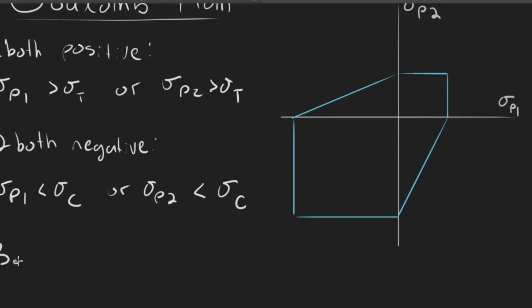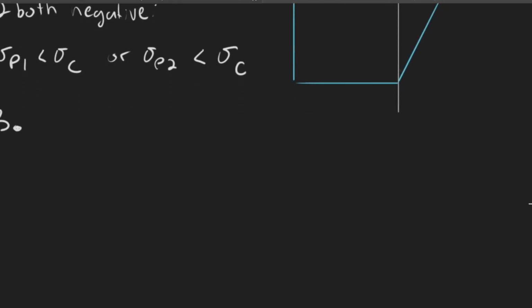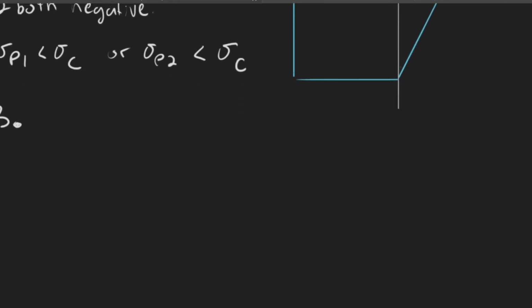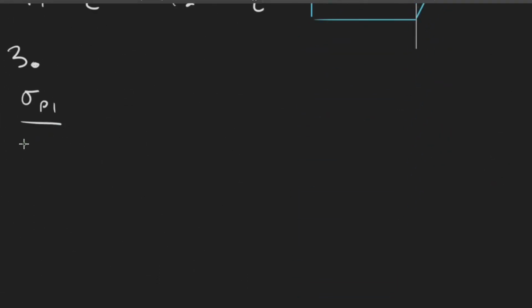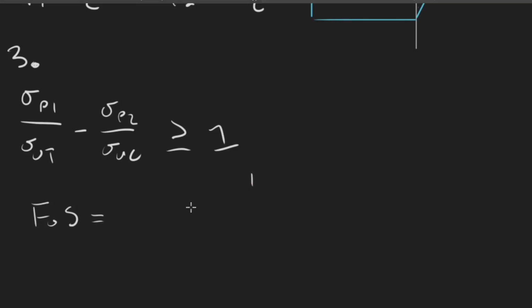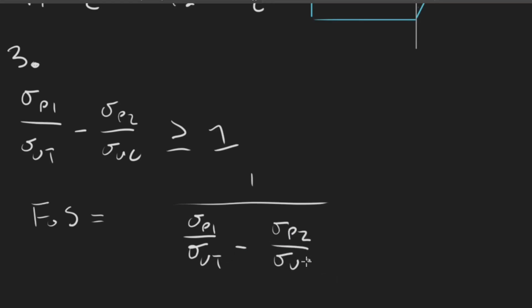And then the last case is where you have different signs. In this case, it's just going to be if it's outside either of these lines right here. So if sigma P1 over ultimate tensile minus sigma P2 over ultimate compressive is greater than or equal to 1, then you have failure, which means the factor of safety is just going to equal 1 over all this stuff. So it's just going to be 1 over sigma P1 over my ultimate tensile minus sigma P2 over my ultimate compressive strength.